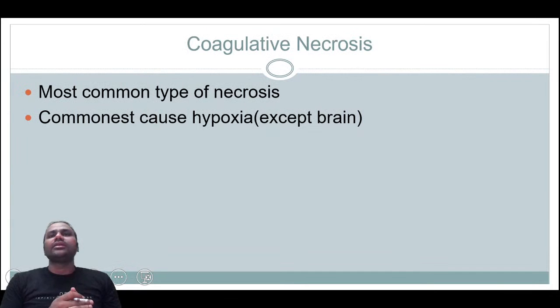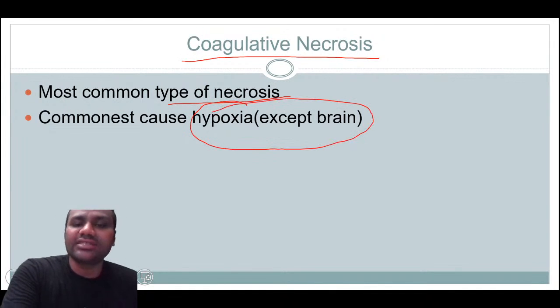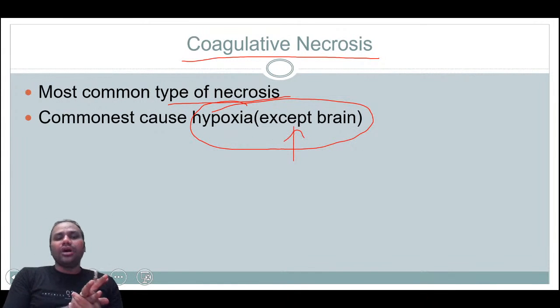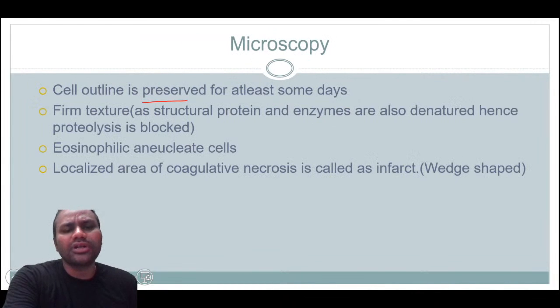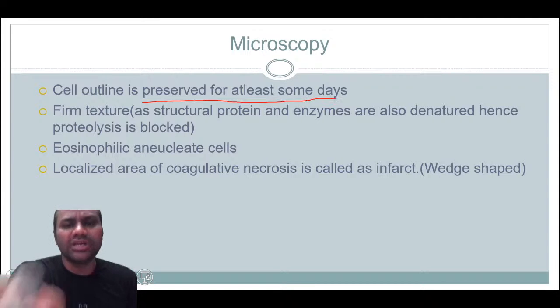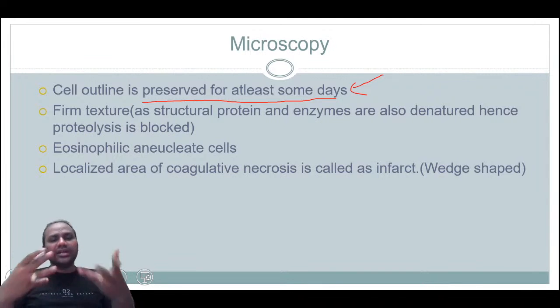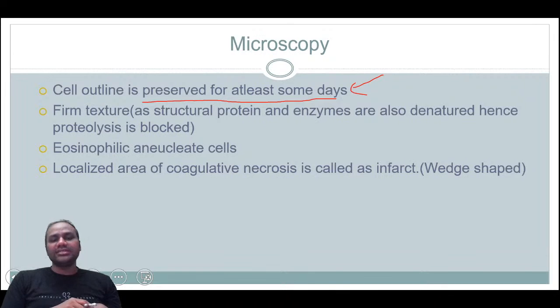Now there can be different types of necrosis. So first one is coagulative necrosis. This is the most common type of necrosis, and it occurs because of hypoxia, except in the brain, where hypoxic injury will result in liquefactive necrosis. In coagulative necrosis, the outline of the cell will be preserved for some days, because the enzymes within the cell will start digesting the cells, though the blood supply has reduced, so leukocytic enzymes are not coming.